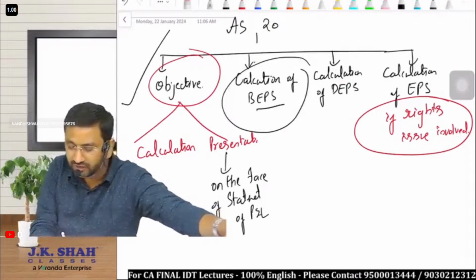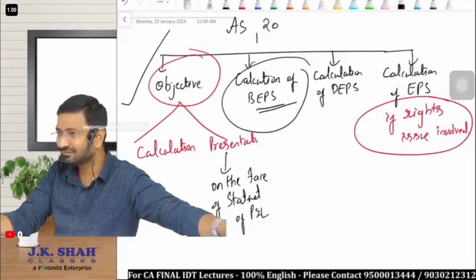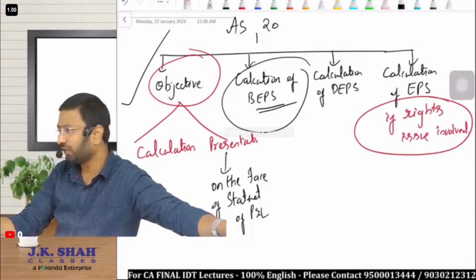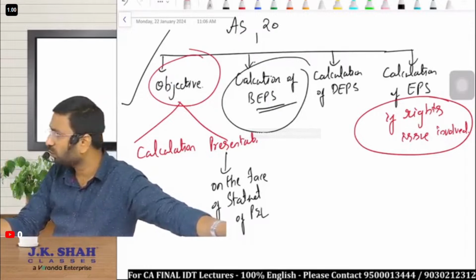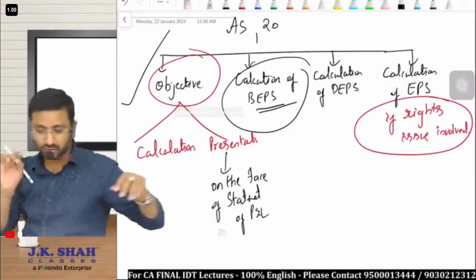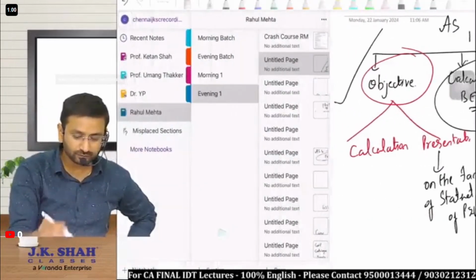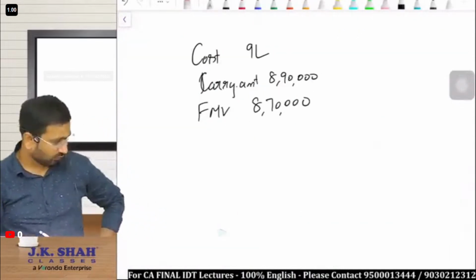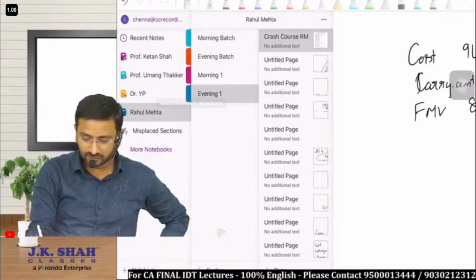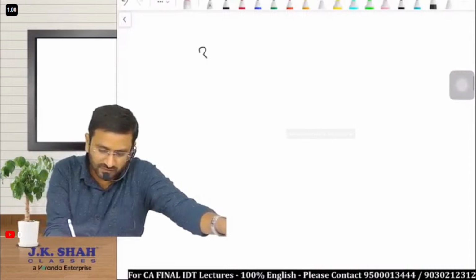From the name you can understand. What is earnings per share? Earnings available per share. Which share? Equity share. So EPS is a concept which is totally relevant only for equity share. So how do we calculate that? Write the heading: calculation of basic EPS.